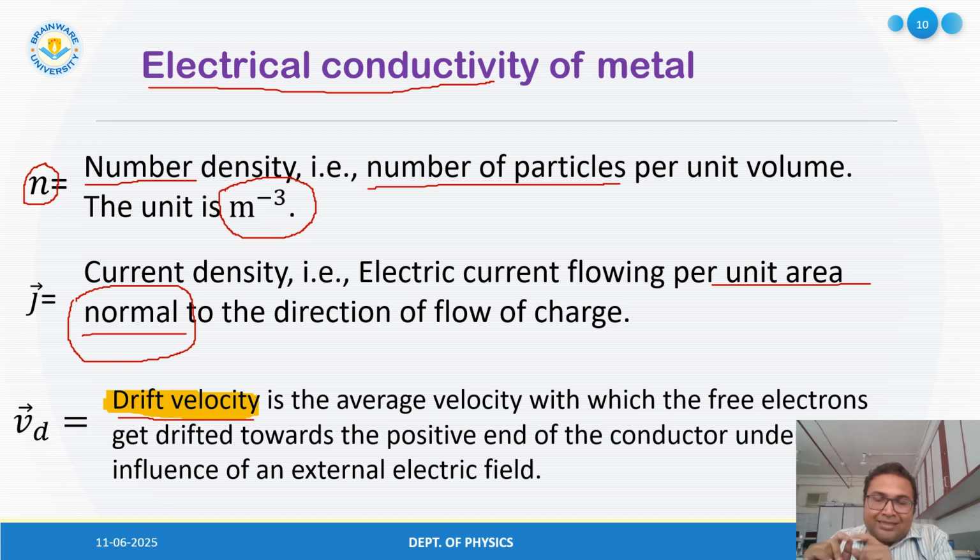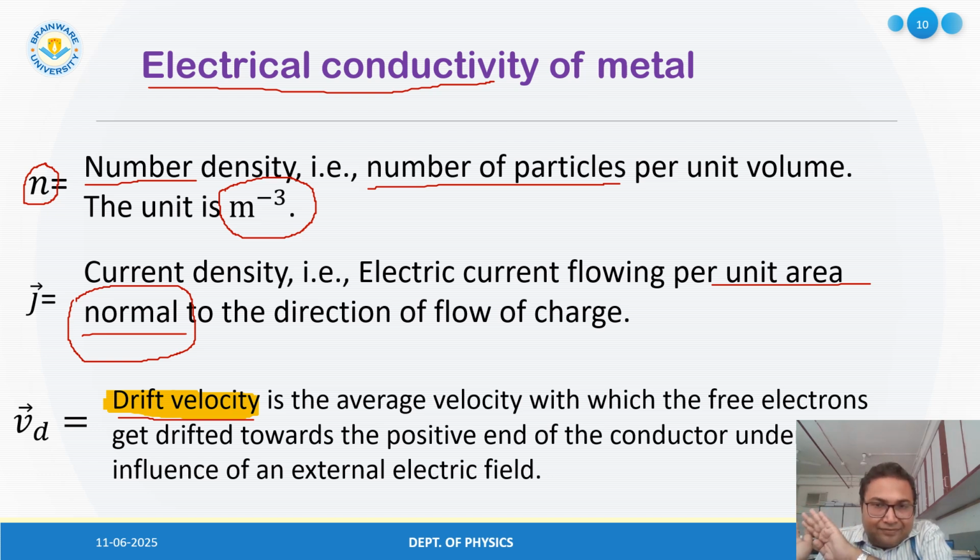But exactly this also happens inside a metal. Every electron is trying to move in the opposite direction of the applied electric field, but they are not moving straight back. And that is where this word drift comes from. Electrons are getting drifted towards the positive end of the conductor, that we know. But again, it is an average velocity because they are not moving parallel to each other. So it is an average velocity of electrons getting drifted towards the positive end.